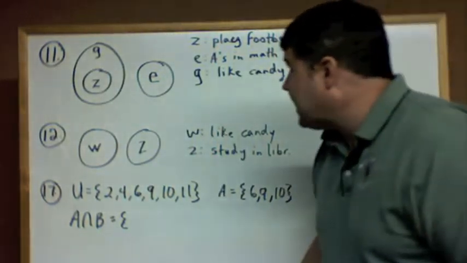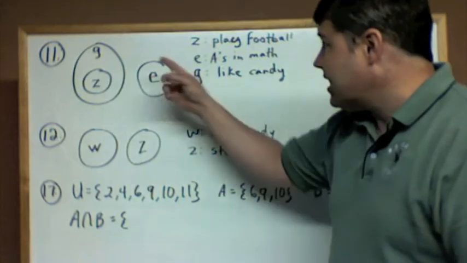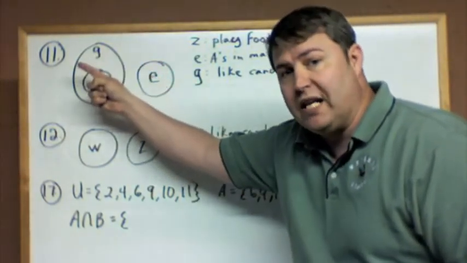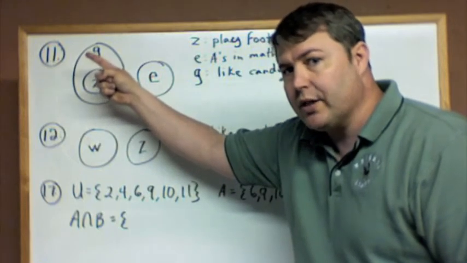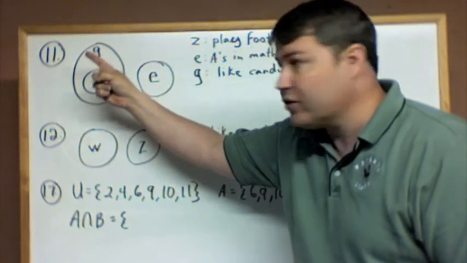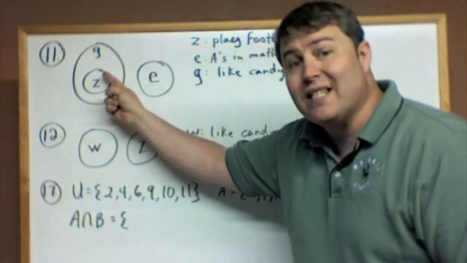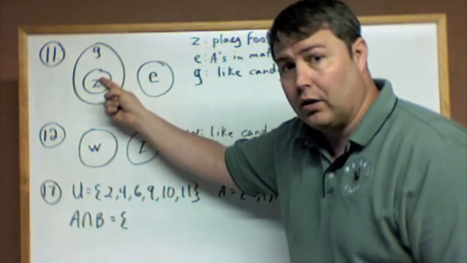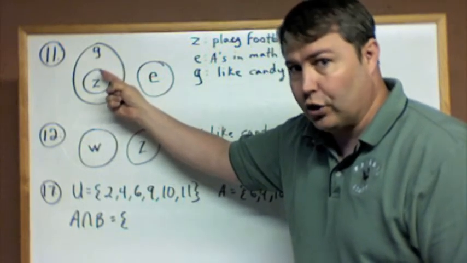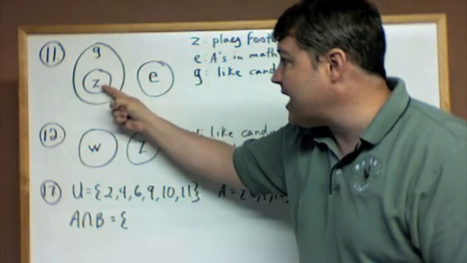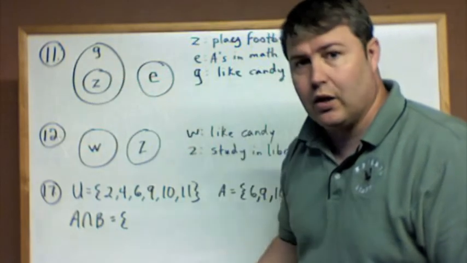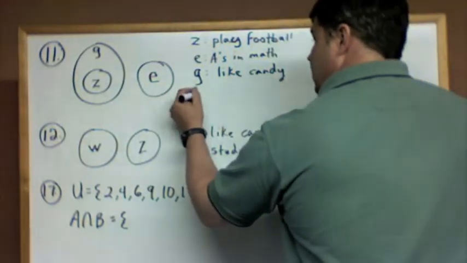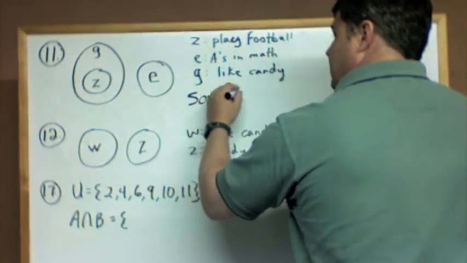All right, the ones who like candy are G. So that's all of these. If you find yourself someplace in G, will you sometimes, always, or never also find yourself in Z? Well, the fact is it'd be sometimes. You could be out here, in which case you're not in Z, but you could be in here. It won't be never for sure, because if you're in G, you only have two choices here. So sometimes you could be in Z. So that's a sometimes.